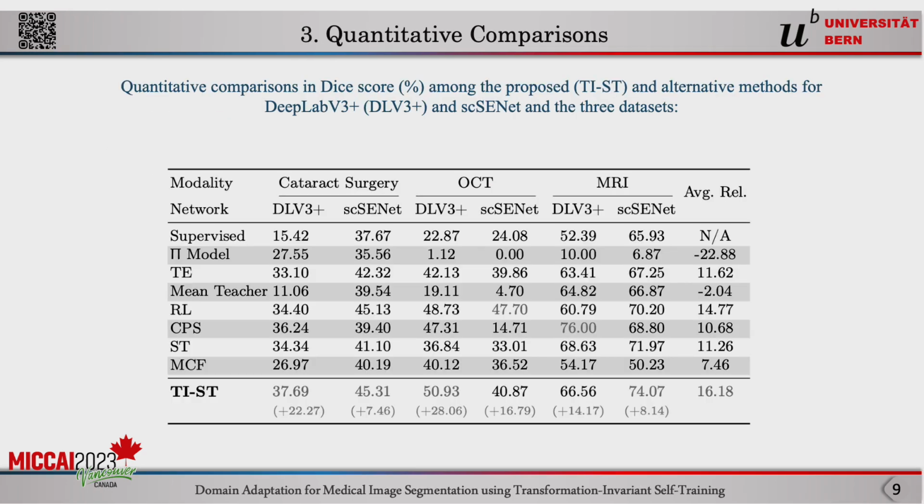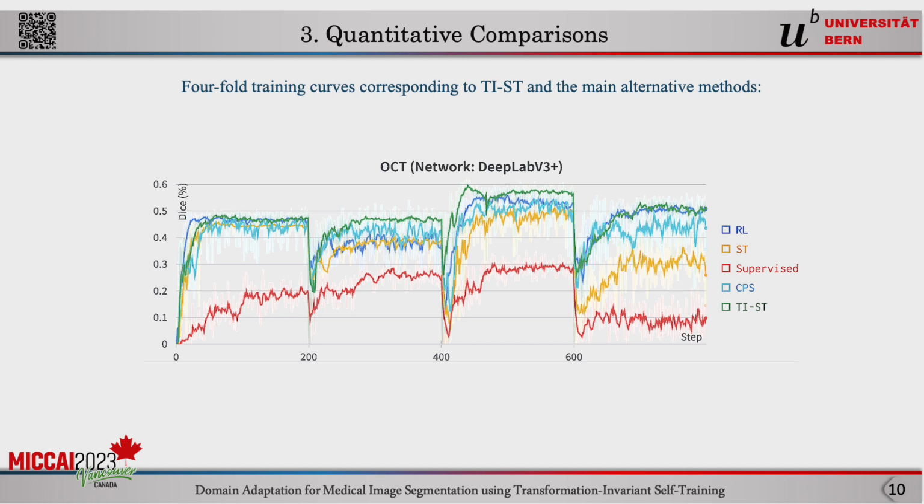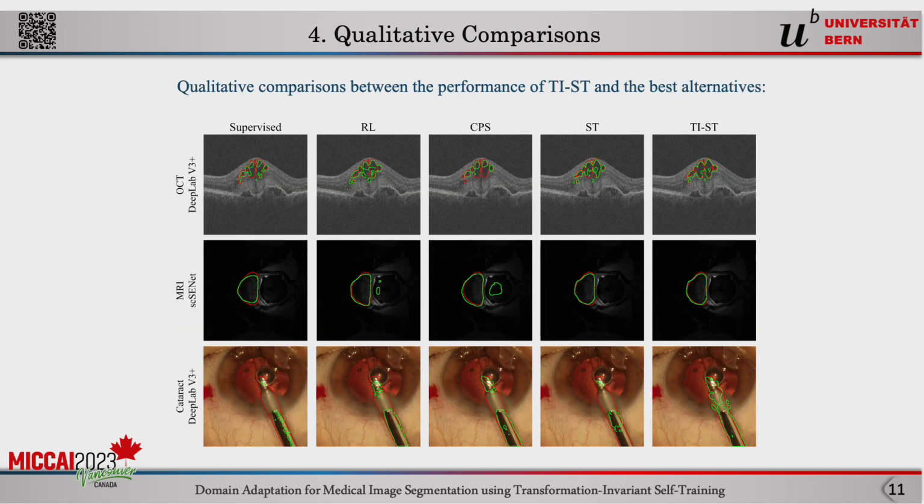According to the quantitative results, our proposed TSD achieves a significant relative improvement in DAS score compared to naive supervised learning. It can also be perceived from the results that TSD has the most consistent performance over different folds compared to the alternative methods. This superior performance is qualitatively compared in this figure.